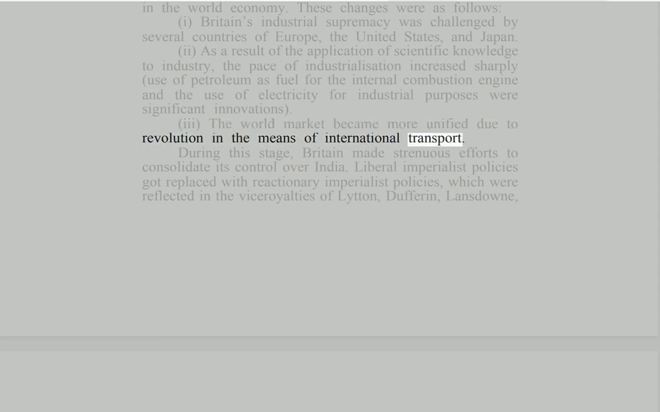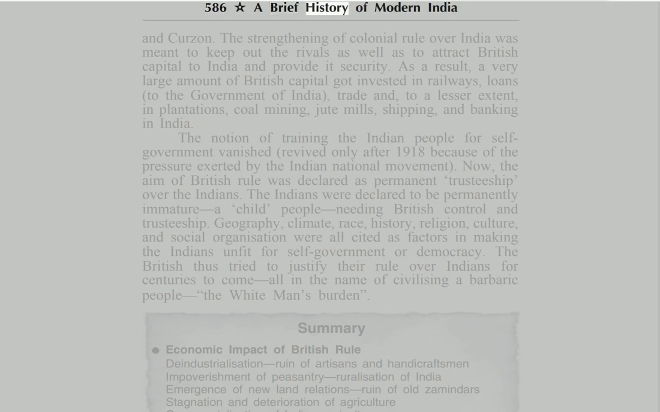During this stage, Britain made strenuous efforts to consolidate its control over India. Liberal imperialist policies got replaced with reactionary imperialist policies, which were reflected in the viceroyalties of Lytton, Dufferin, Lansdowne, and Curzon. The strengthening of colonial rule over India was meant to keep out the rivals as well as to attract British capital to India and provide its security. As a result, a very large amount of British capital got invested in railways, loans to the government of India, trade and, to a lesser extent, in plantations, coal mining, jute mills, shipping, and banking in India.